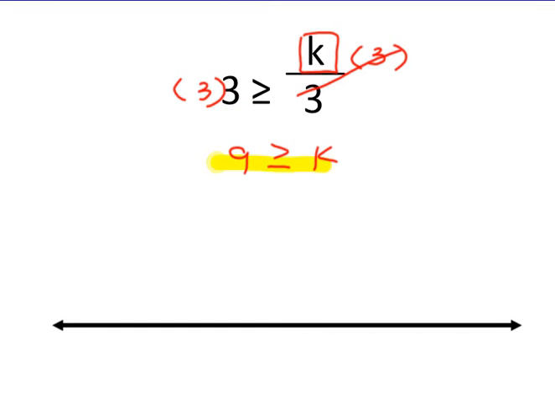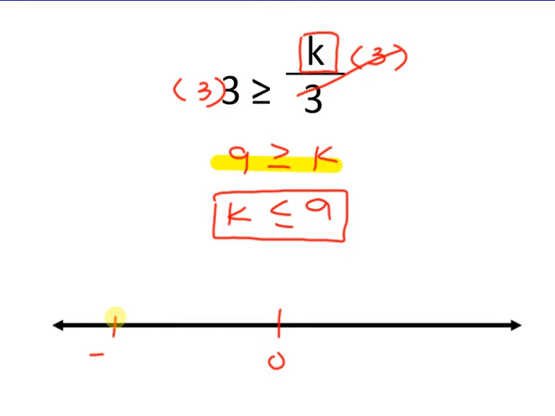Immediately, though, I have a problem. I cannot have the k on that side there. I need to flip it around. Bring my k over here, bring my 9 over here, flip my sign around. Now that's my final answer. And then I'm going to go ahead and graph. This right here is going to tell me I have a closed circle on top of the 9. And then the arrow is going to go to the left. And that is a crazy arrow, but you get the point.